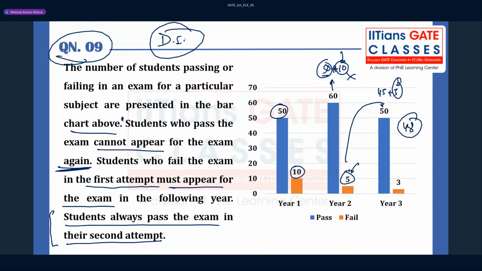Okay. Chalo. I'm not able to pronounce your name because you have just written K, right?